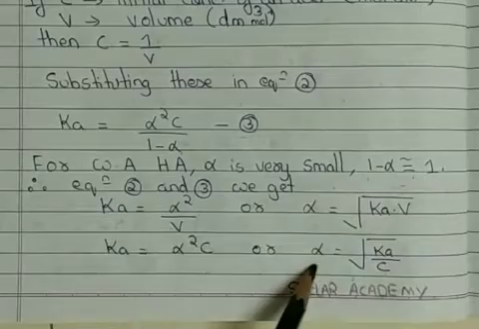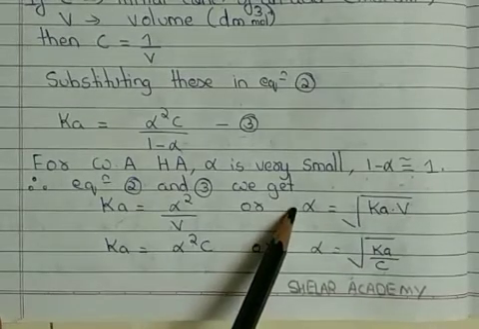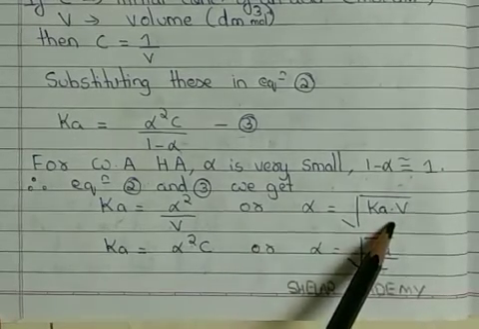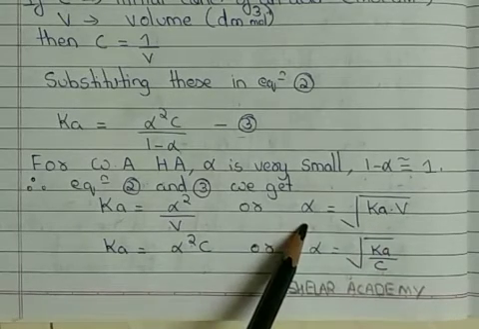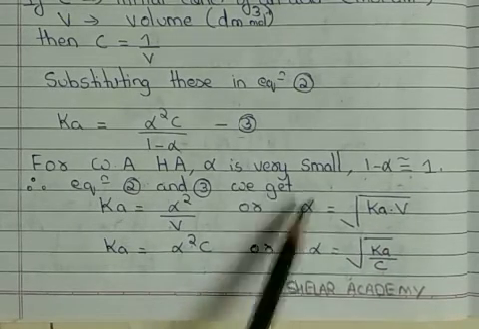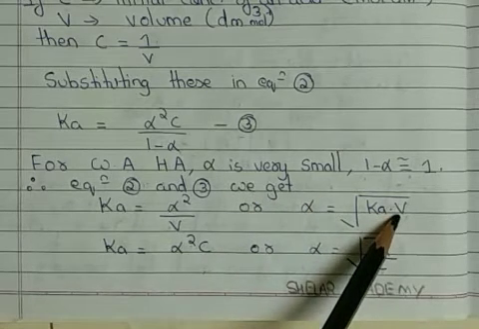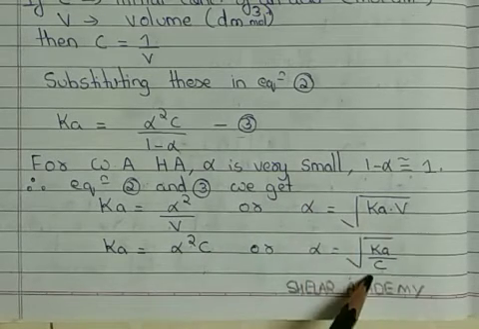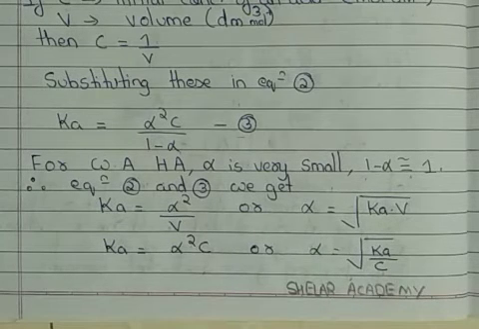So this is what we come to know about the relation between degree of dissociation and volume, or degree of dissociation and concentration. Once again I repeat, for the weak acid, degree of dissociation is directly proportional to the square root of its volume, or it is inversely proportional to the square root of its concentration, considering that the solution contains 1 mole of weak acid.